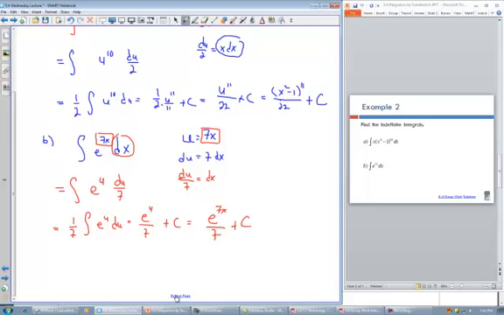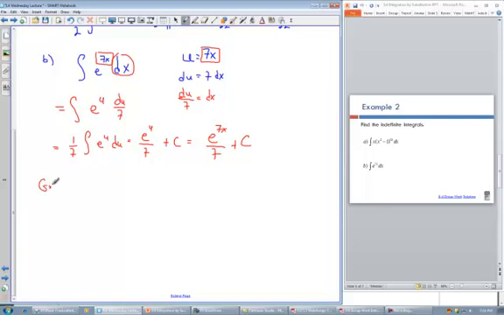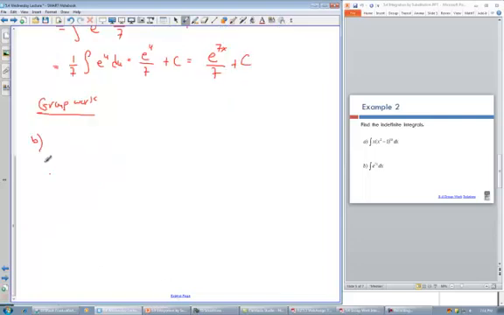All right, so let's do the next group work problem. I'll write it down here, and then you can pause the video and work on it yourself. So part B, on this one, what do we have? We have the integral of e to the 5x dx. Make your substitution, and you should get for an answer 1/5 e to the 5x plus c.